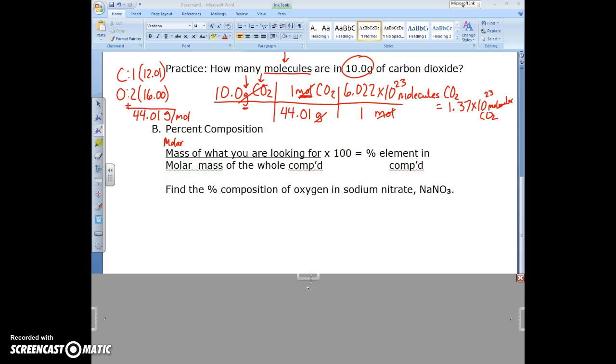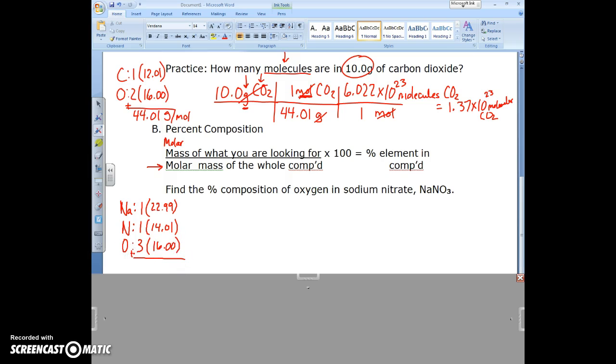Well, first, the easiest thing to do, and where I like to start, is right here, the molar mass of the whole compound, because that's easy and we know how to do it. So sodium, I have 1 of those in sodium nitrate. Nitrogen, I have 1 of those. And oxygen, I have 3 of those. Sodium from the periodic table is 22.99. Nitrogen is 14.01 grams per mole. And each oxygen is 16.